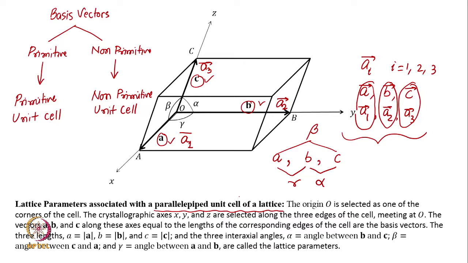So, instead of 3 vectors, if you give these 6 numbers, then also you have defined the unit cell size and shape. So, A, B, C will be called the basis vectors, whereas the lengths and the interaxial angles, those 6 numbers, are called the lattice parameters.